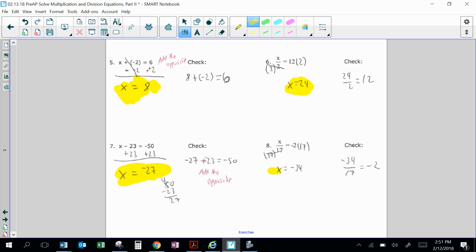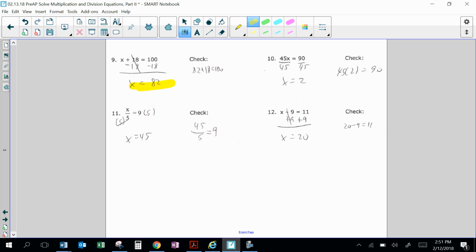Number 8, X equals -34. I multiply 17 on both sides. Number 9, X equals 82. I subtract 18 on both sides. Number 10, X equals 2. I divide both sides by 45. Number 11, the answer is 45. I multiply both sides by 5.